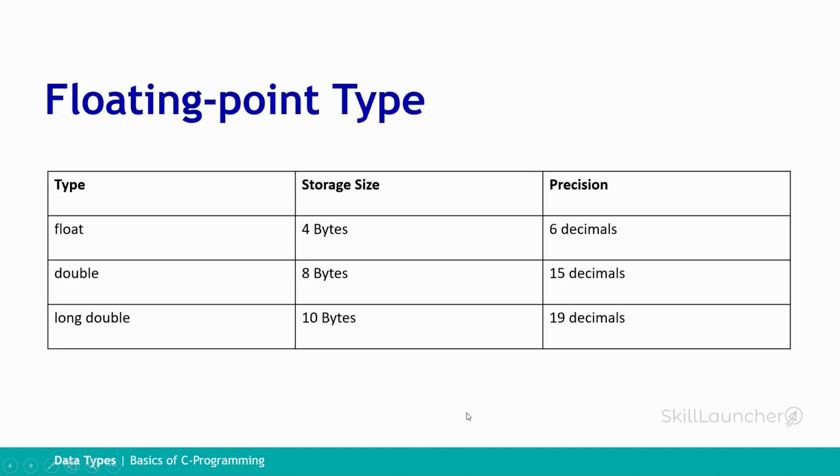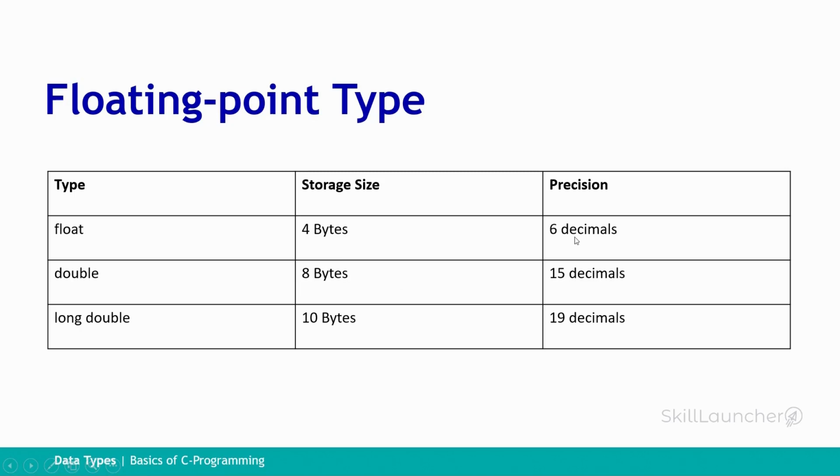Now comes the floating point type. Floating point number is nothing but a number which consists of a decimal point, that is, real numbers. So float and double are the two data types which are used to store decimal numbers, that is, real numbers. The major difference between float and double lies in its storage and the precision. The storage size for float is 4 bytes, whereas that for double is 8 bytes.